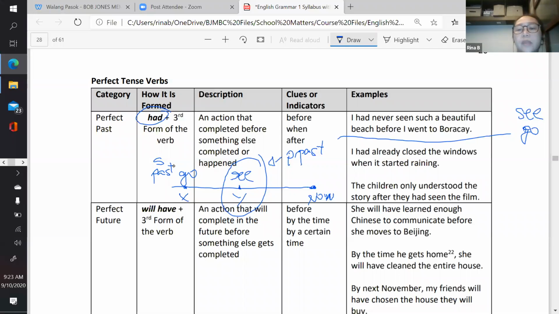Okay? So another example. What are the two verbs in this example? I had already closed the windows when it started raining. Oh, no. Hang on a minute. I knew there was something wrong.